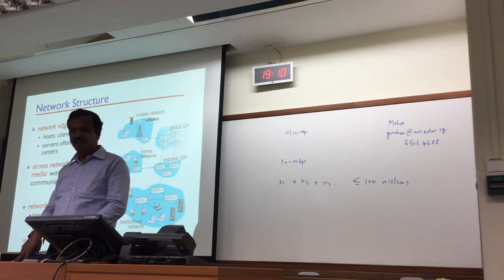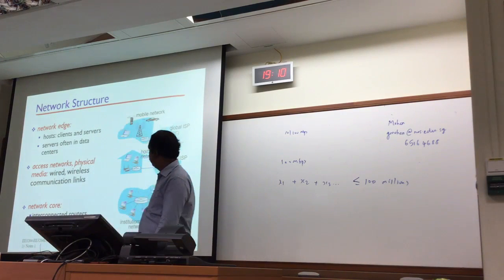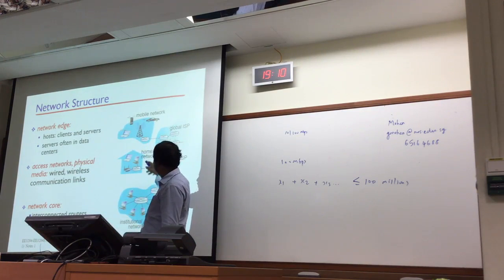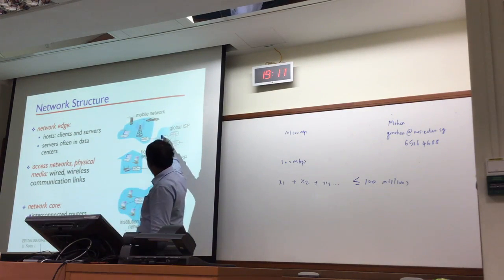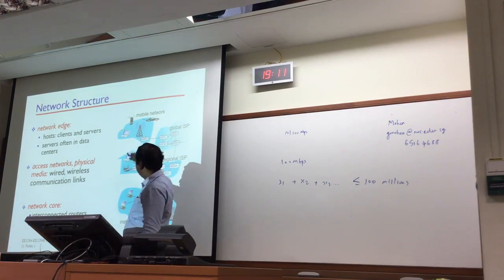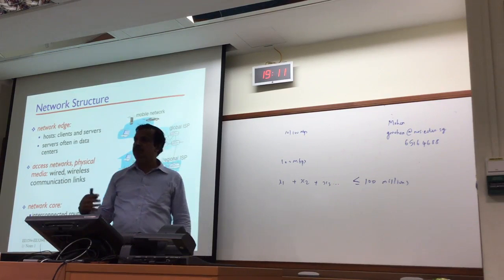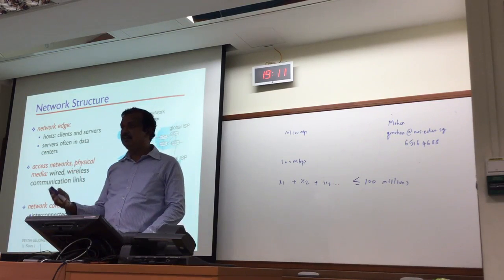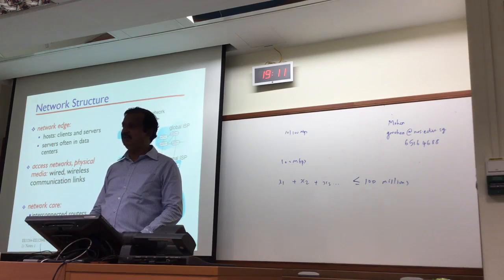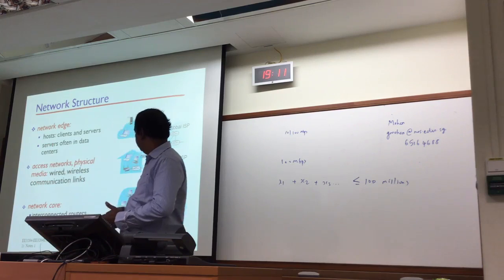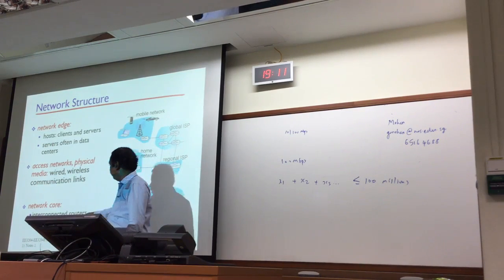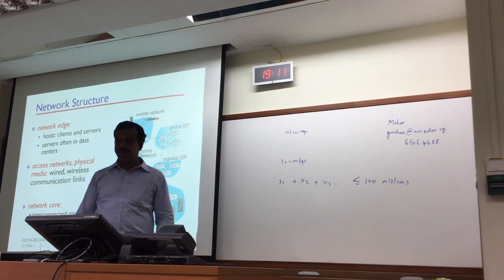Is that fine? So accordingly, we define network edge and network core. This is the core. These are the edges. They are the borders. And these networks are called access networks. Later we will see some more details about why we call them access networks. They are used to access the internet. That is the end. Network core is basically what is connected by routers or switches.